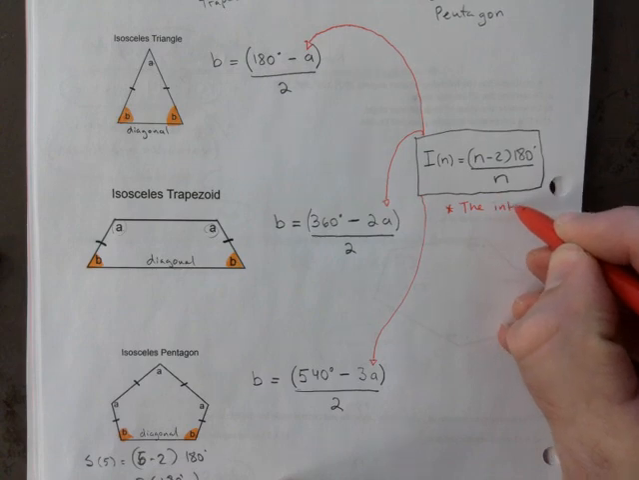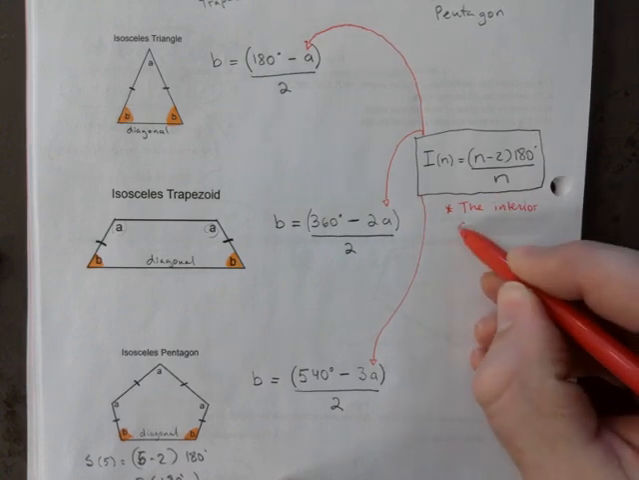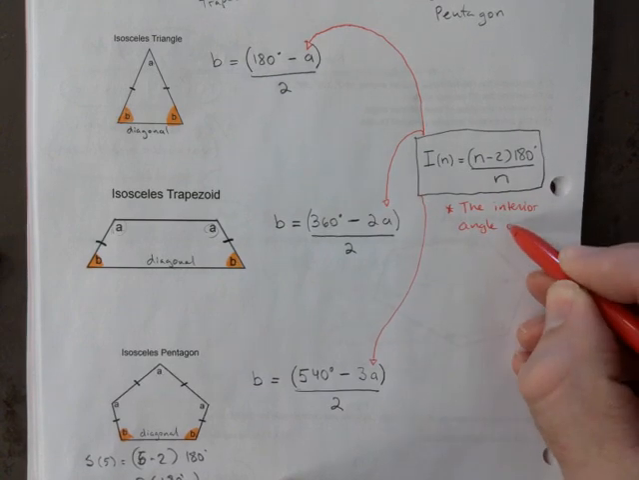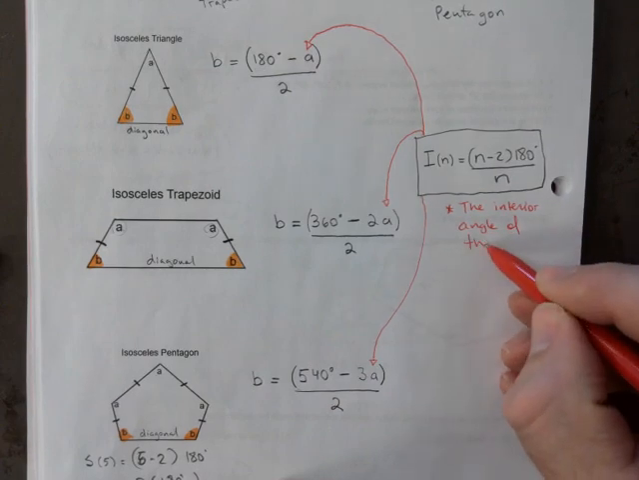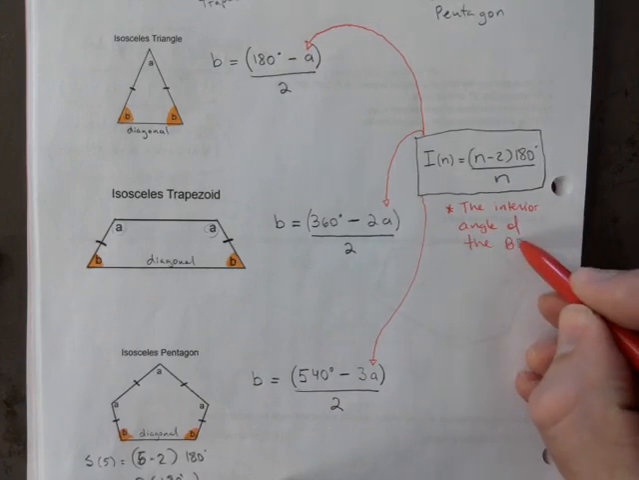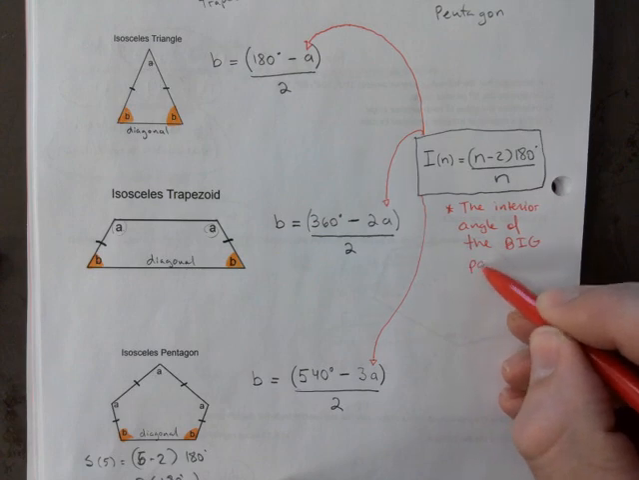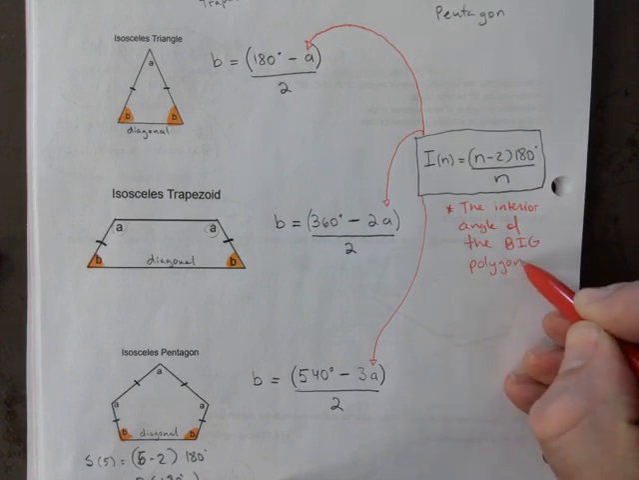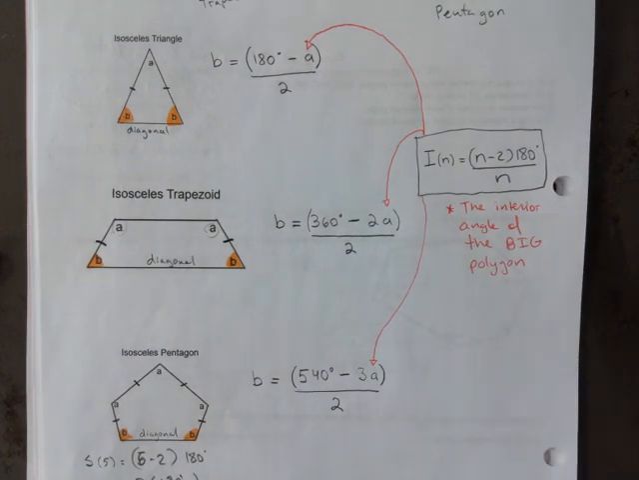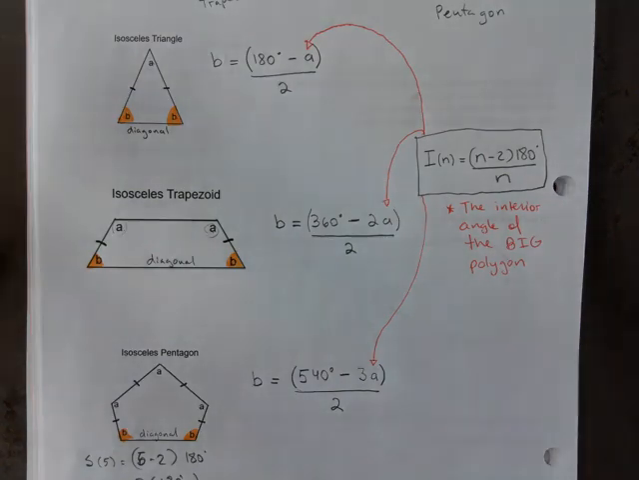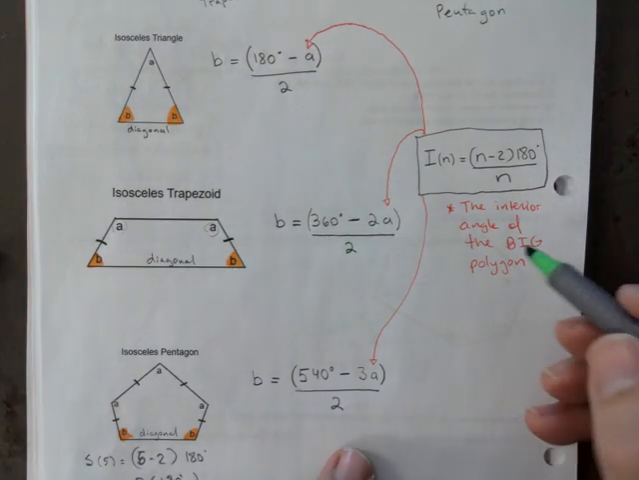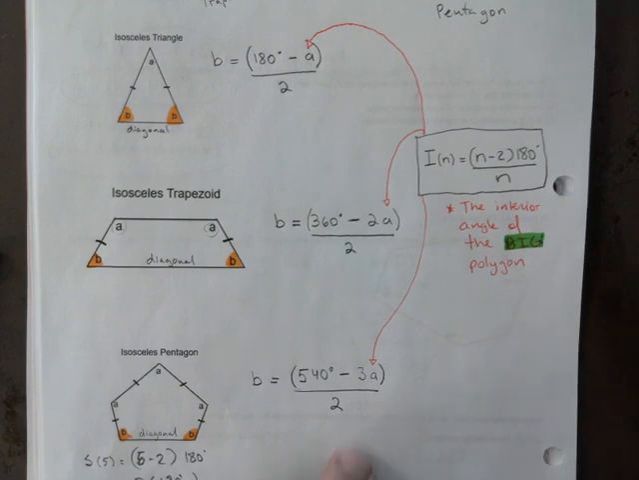The interior angle of the big polygon. And I think we can use our green highlighter, or whatever you use, to do the outline of those polygons up there. Maybe highlight that there.